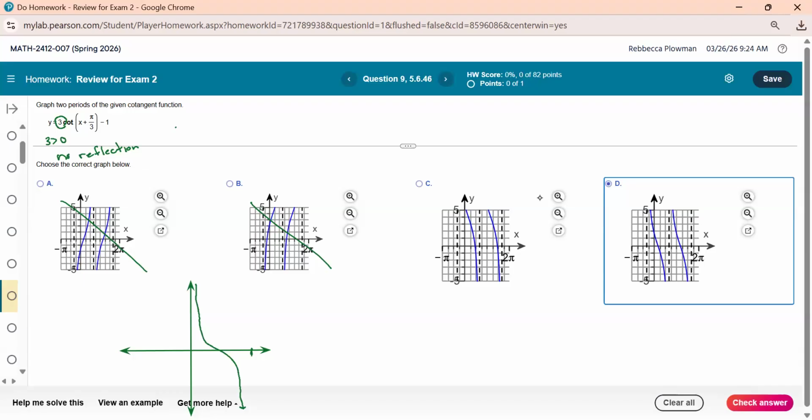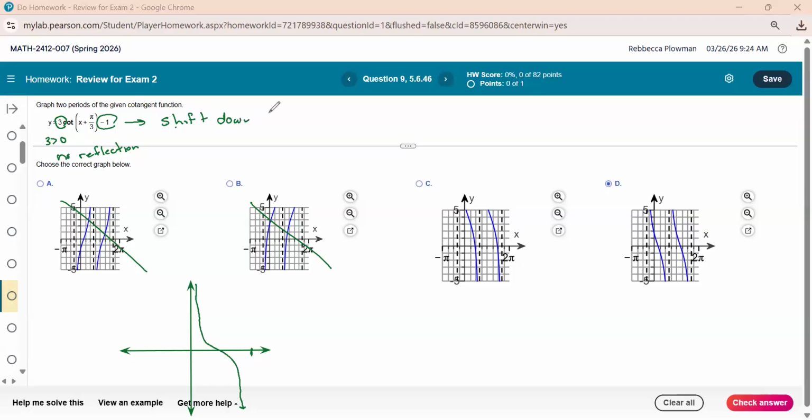Remember, we have a little vertical shift here, so this is going to cause us to shift down 1. We're just looking for this little wiggle right here. We see here that it appears to be about in this spot, and here we're seeing it down here. Because we're supposed to be shifting down, we're going to pick this one as our answer.